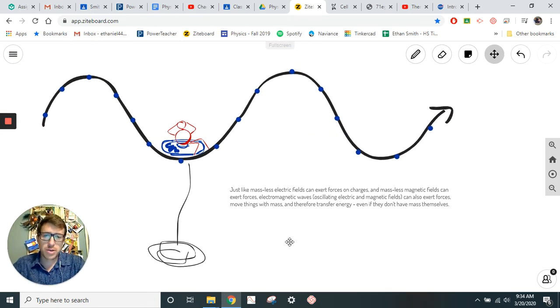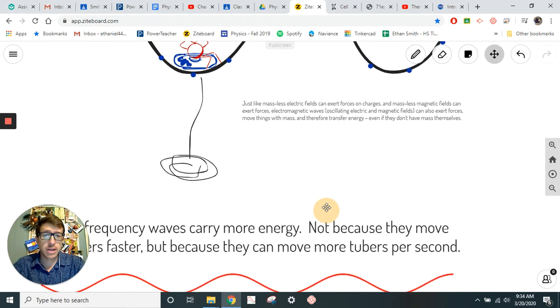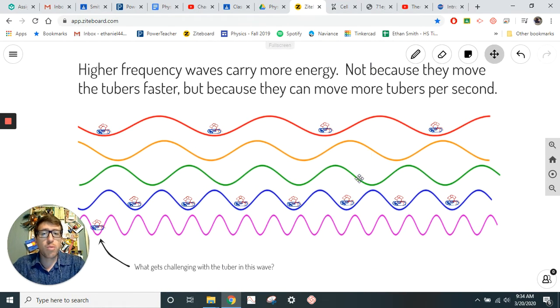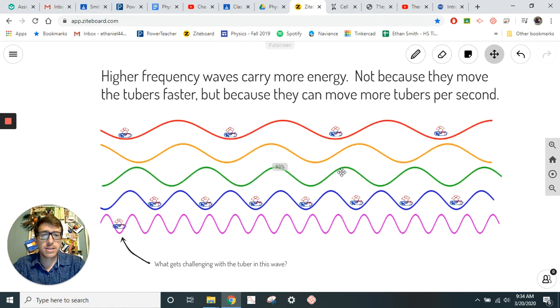Which is kind of cool. So that's how light waves can move and transfer energy, and how they can be just pure energy and no mass. Now, we mentioned that higher frequency waves carry more energy, right? And this is not because they move these tubers faster, because light has the same speed, but rather because they can move more tubers per second, right? So if we think of a tuber that's free to move, then the higher the frequency, the more tubers it moves per second.